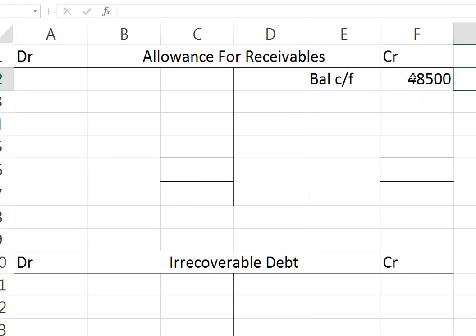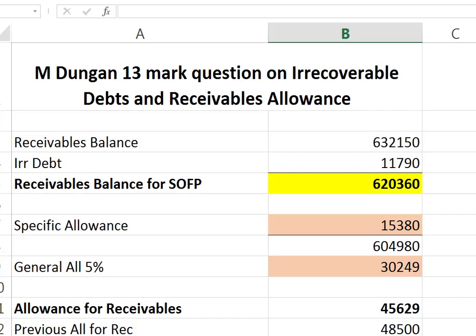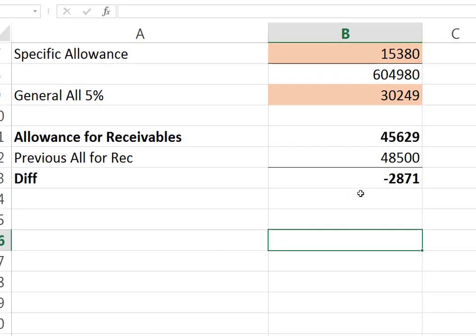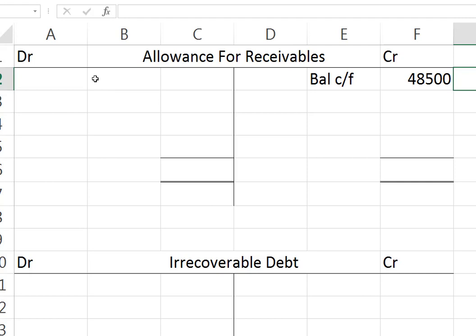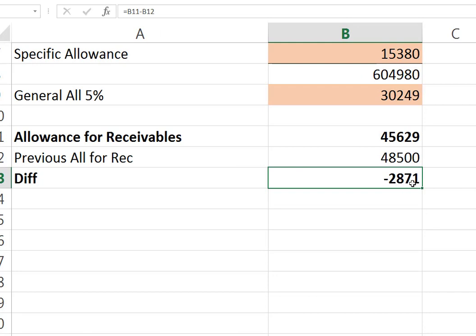Now, we saw that there was a reduction. Go back to our calculations. There was actually a reduction in that allowance, so I want to make that allowance less. So I'm going to go to the income statement. It's going to be credit the expense and debit the allowance for receivables. So I'm going to say to my income statement, 2871, which was the difference. Okay, so look at that again, 2871.